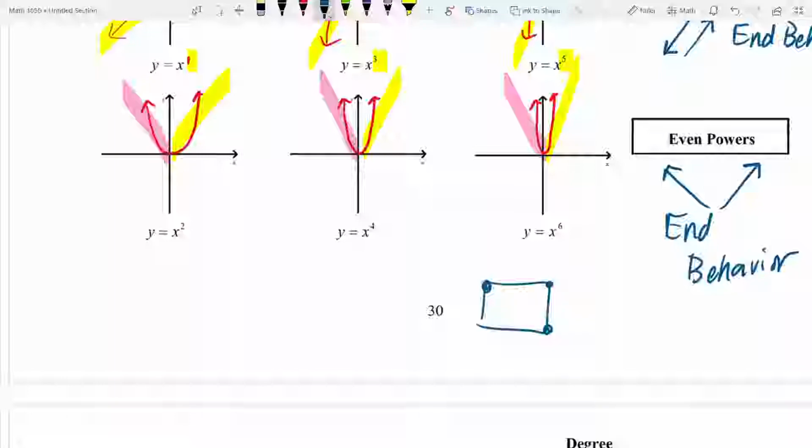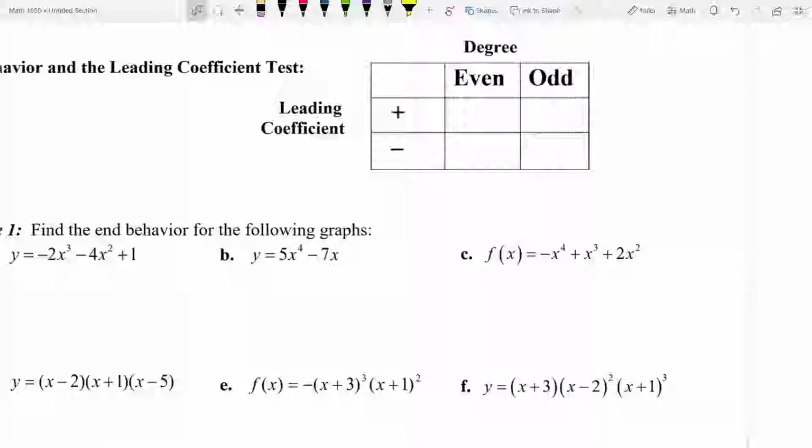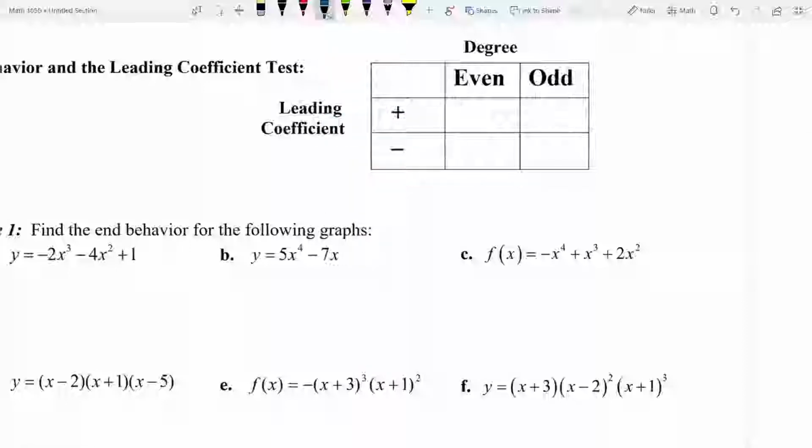Okay, who says I'm totally with you? Raise your hand, let me see. Okay, awesome. We're going to fill out this little box really fast. I would never give you the box on a test and say, fill this out. I think that's silly. It's just something to help us.